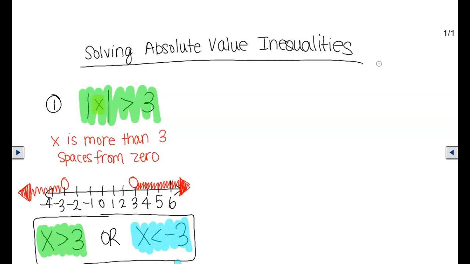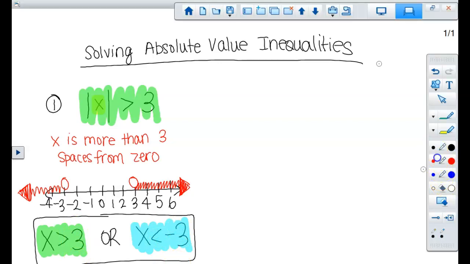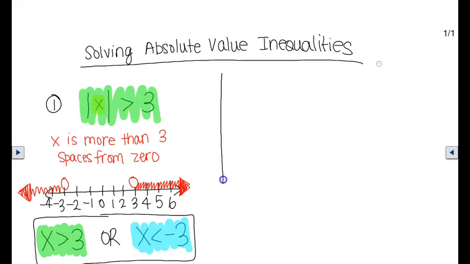So that is a pattern, like I said, that I will continue to point out to you as we do some more examples here. Now, we've looked at the absolute value of x greater than 3. Now what I want to do is look at the absolute value of x is less than 3.